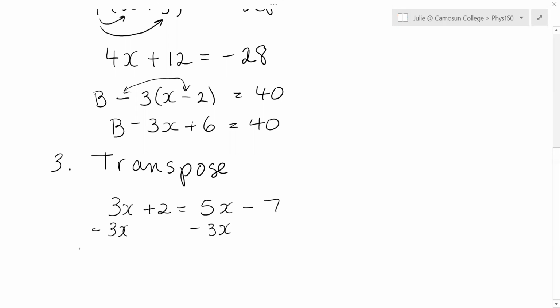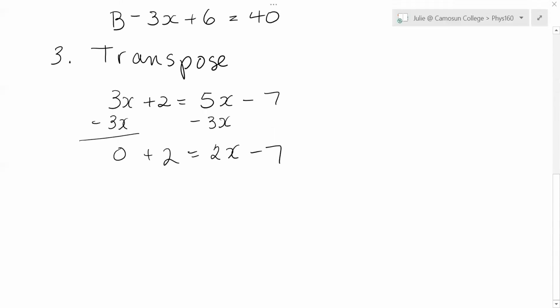And when I do that, I have a 0 plus 2. 5 minus 3 is 2x minus 7. Now to get rid of the 7, I would add 7 here, add 7 here, and I would be left with 9 is equal to 2x. Basically, the deal is when you take a term to the other side of the equation, if you're adding and subtracting, you just change the sign. So notice up here, the 3x becomes a negative 3x on the other side, and the negative 7 becomes a positive 7 on the other side.